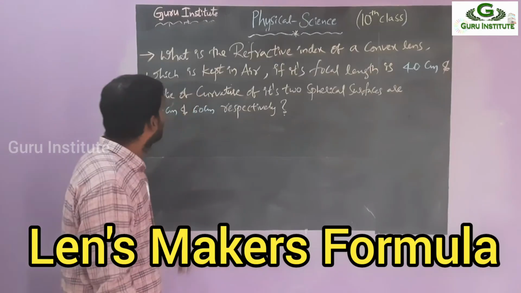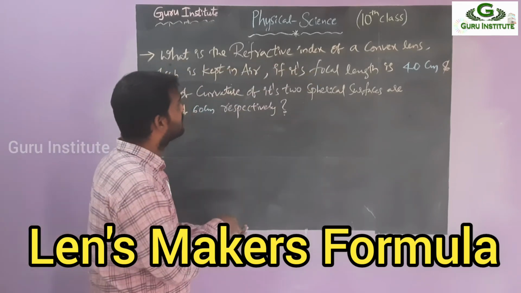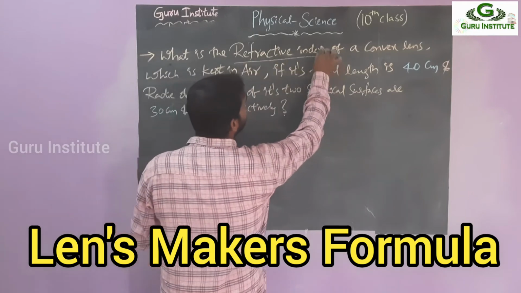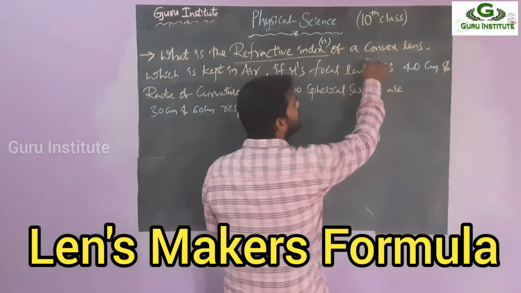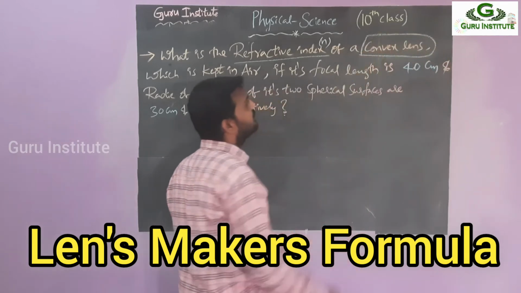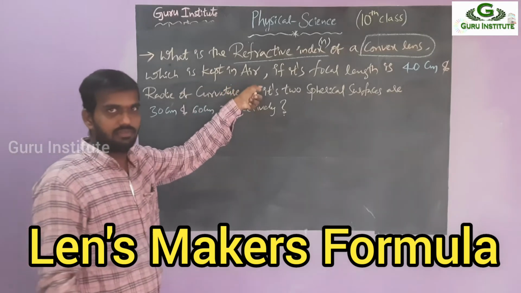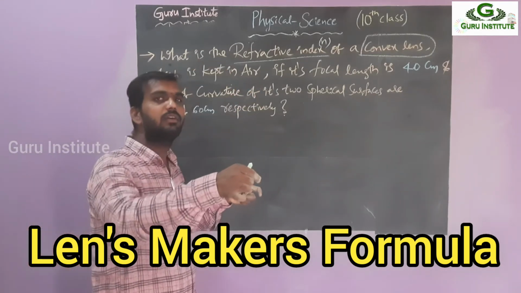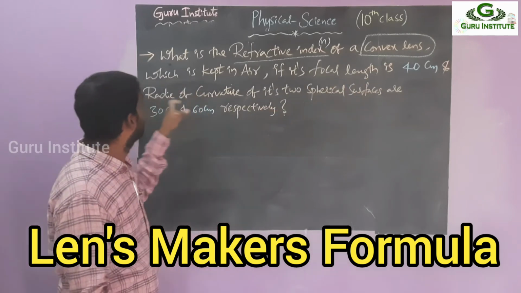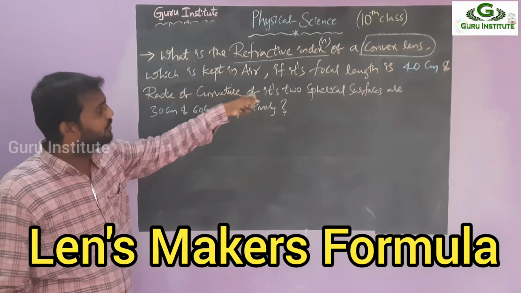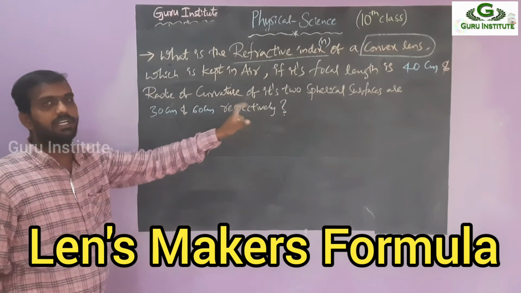Now see the problem. What is the refractive index? What is it asking? Refractive index, that is small n, of a convex lens. Which lens is given here? Convex lens. What is the refractive index of the convex lens, which is kept in air? That means that it is kept in the open air. Its focal length is 40 centimeter and the radii of curvature of its two spherical surfaces are 30 and 60 respectively.